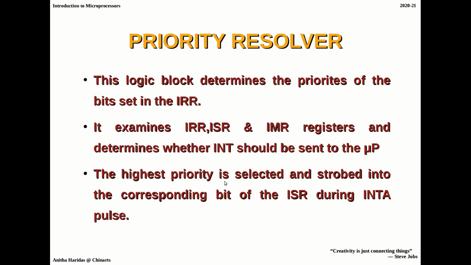The highest priority will be selected and it will be strobed into the corresponding bit of the in-service register during the interrupt acknowledgement pulse. So the priority resolver is the one which is used for resolving the priority when multiple interrupt requests are coming in simultaneously. And accordingly, the in-service register bit will be set on when the acknowledgement signal is received from the CPU.